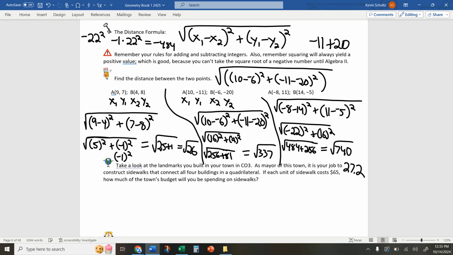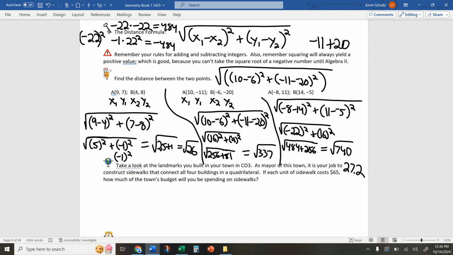That's what your calculator does. With parentheses around this, though, now you're including the negative sign as part of the base, so your calculator is literally going to take negative 22 times negative 22. It's going to square negative 22 and give you a positive 484.